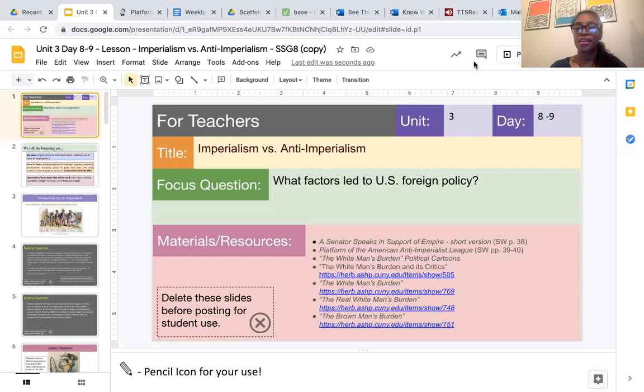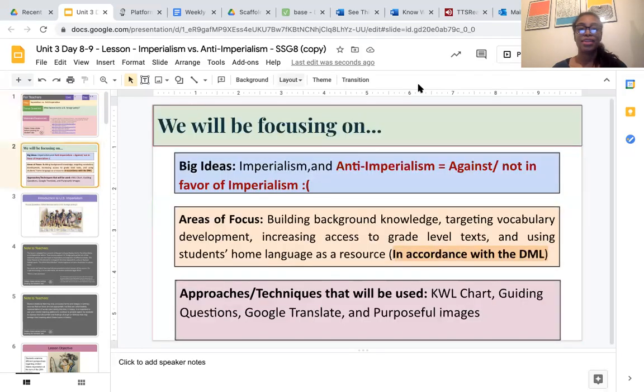Today, we're going to be unpacking Unit 3, Day 8 with the title of Imperialism versus Anti-Imperialism. And our focus question for the day is what factors led to US foreign policy? By this point, students should know what imperialism, anti-imperialism, and foreign policy are. We will be focusing on the big ideas that I just mentioned.